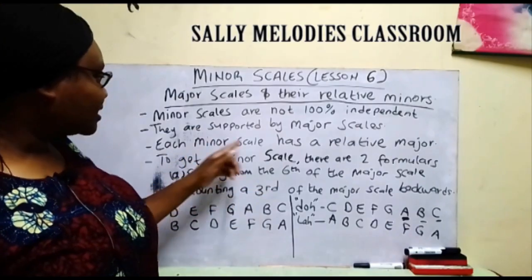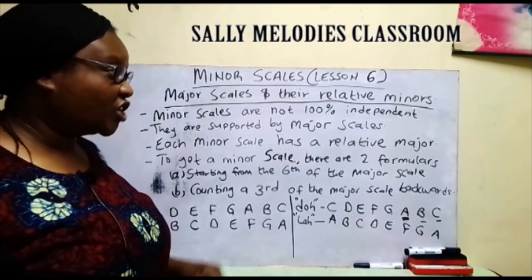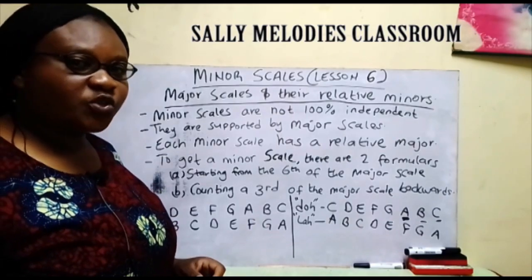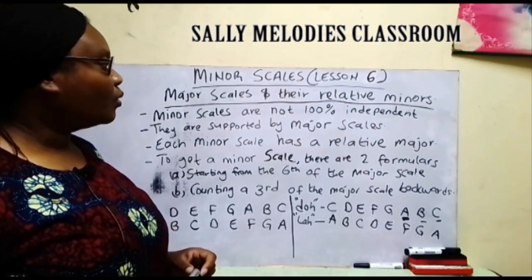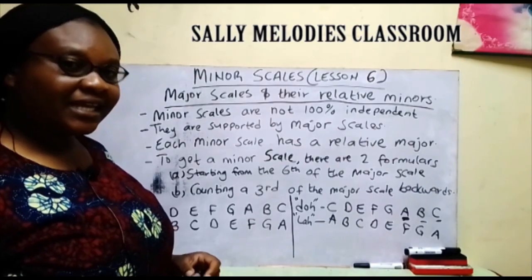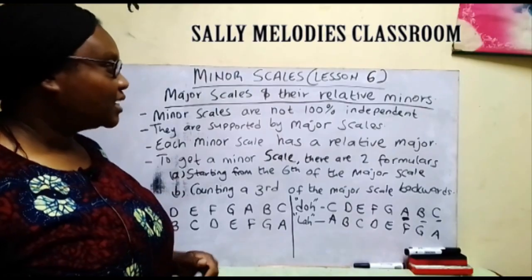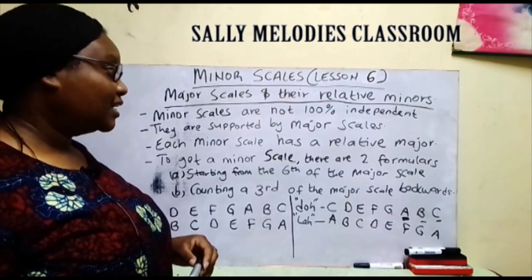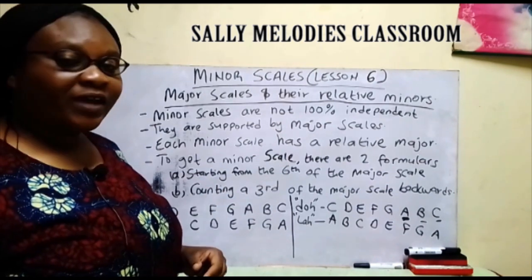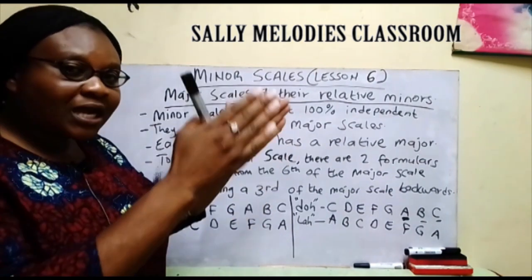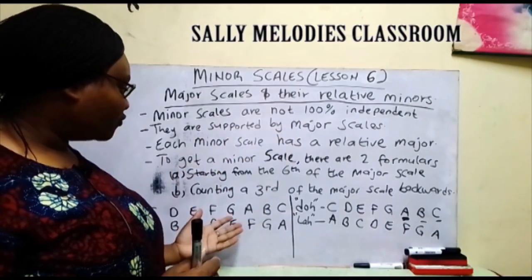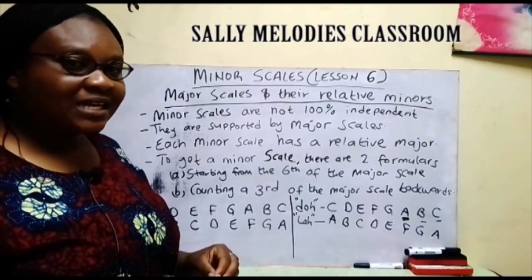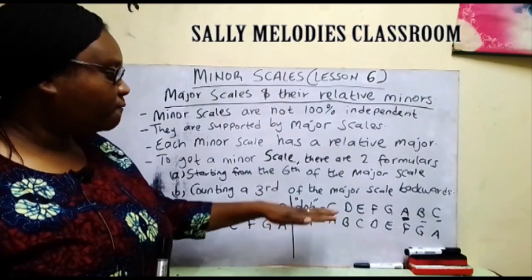Each minor scale has a relative major. And in the next lesson, we shall see how the major scales relate to the minor scales, just as we have said that they are not 100% independent. So, in other words, when you look at a major scale, maybe the scale of C, on the other side, you find that A minor is the relative of the C major.